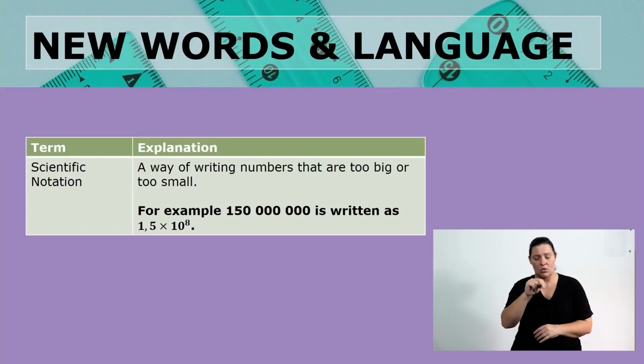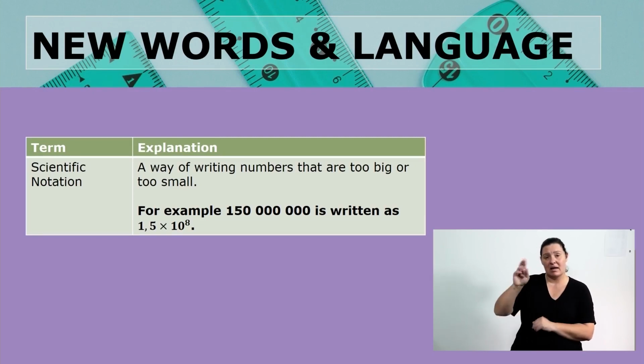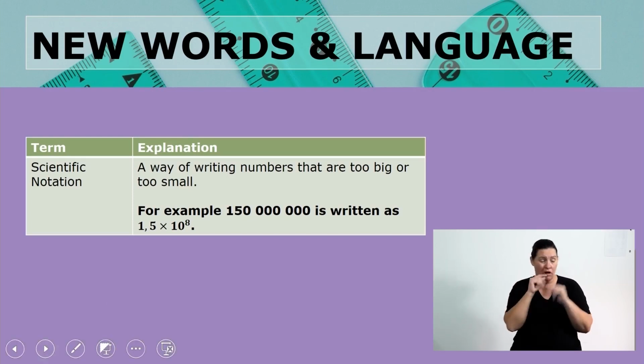Let's look at the words that we are going to be focusing on, a new word in this lesson, and that is scientific notation. So scientific notation is a way of writing numbers that are too big or too small. For example, we have that big number there. Do you know what that number is? It is 150 million, and it can be written as 1,5 multiplied by 10 raised to the exponent 8. So we are going to learn in our lesson today how that becomes.